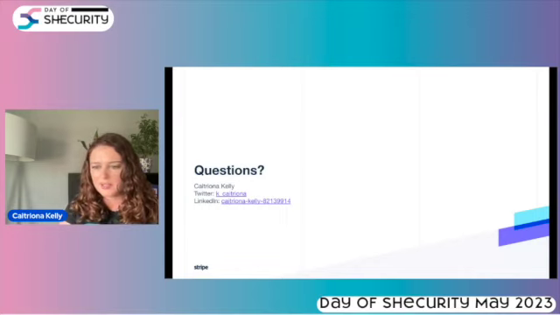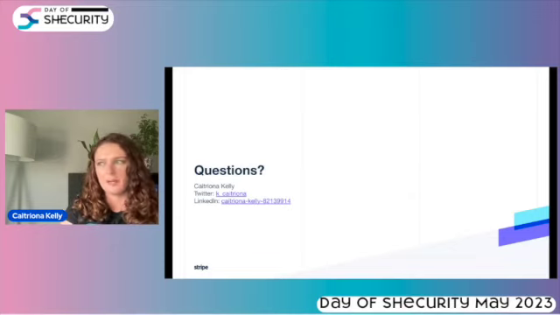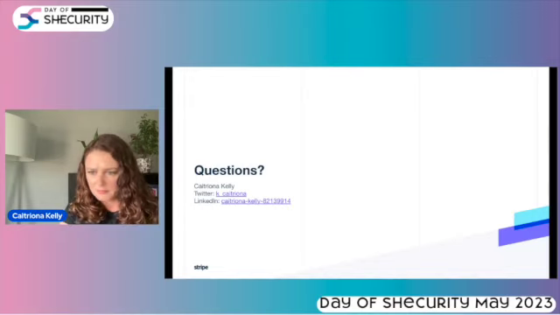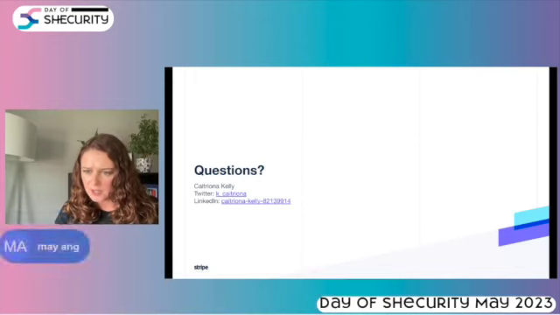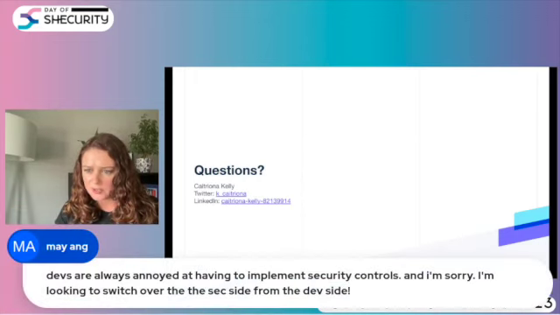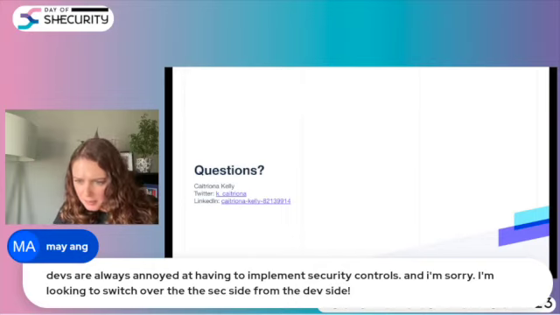Jenkins for our CI/CD, we build a lot of stuff internally, and we have our own documentation platform that our internal tools built out. Sorry, that was Melissa's question. I'm curious what CI/CD and documentation platforms your teams use. From May, devs are always annoyed at having to implement security controls, and I'm sorry. And I'm looking to switch over to the sec side from the dev side.